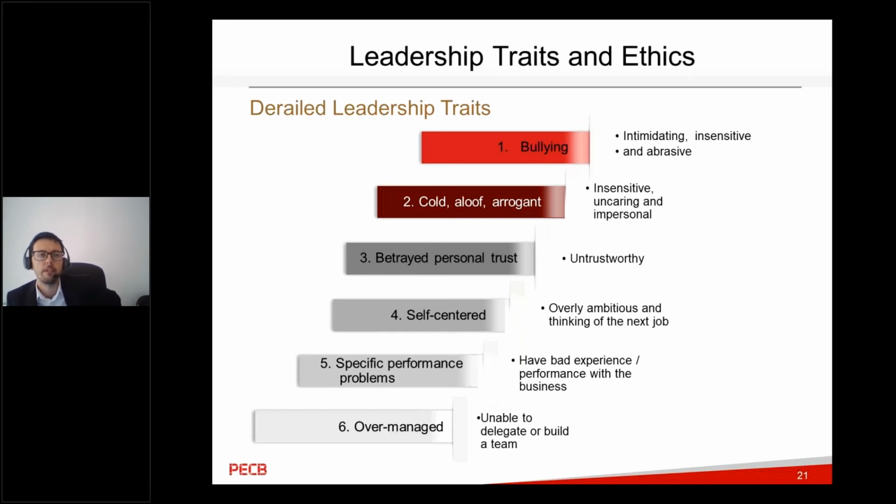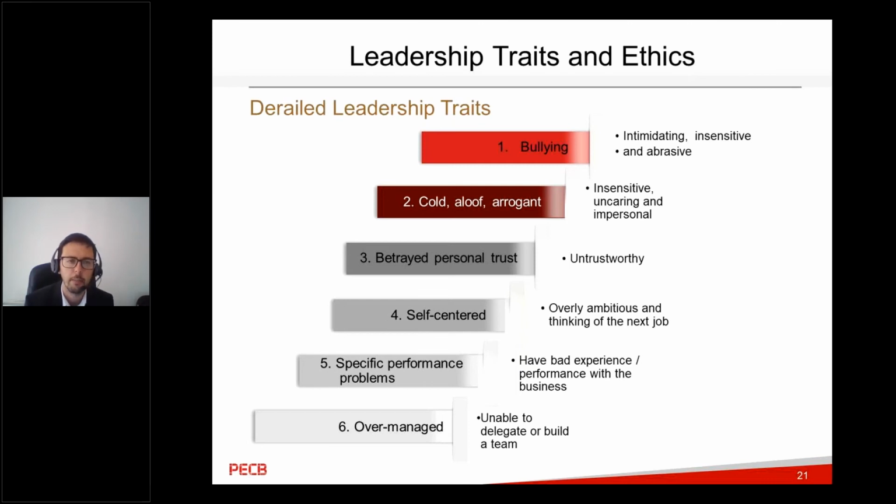which is facing specific performance problems. Because they are overambitious and always think of the next job, they tend to miss out on current issues that plague the company or the current job. So they have specific performance problems, and this experience usually sticks with people and employees for a long time. And finally, they might also be overmanaged.